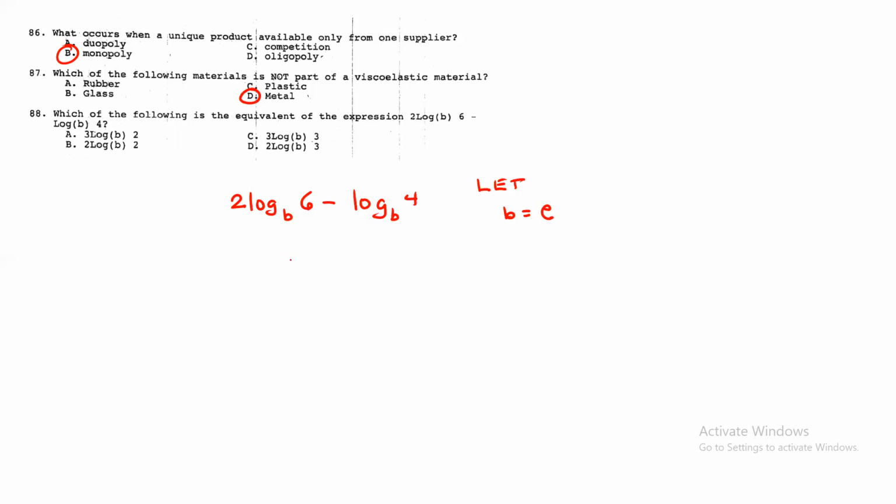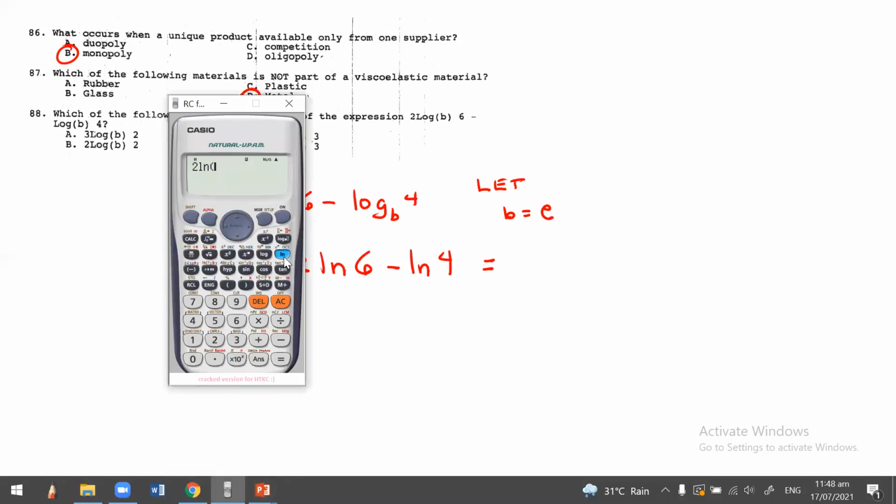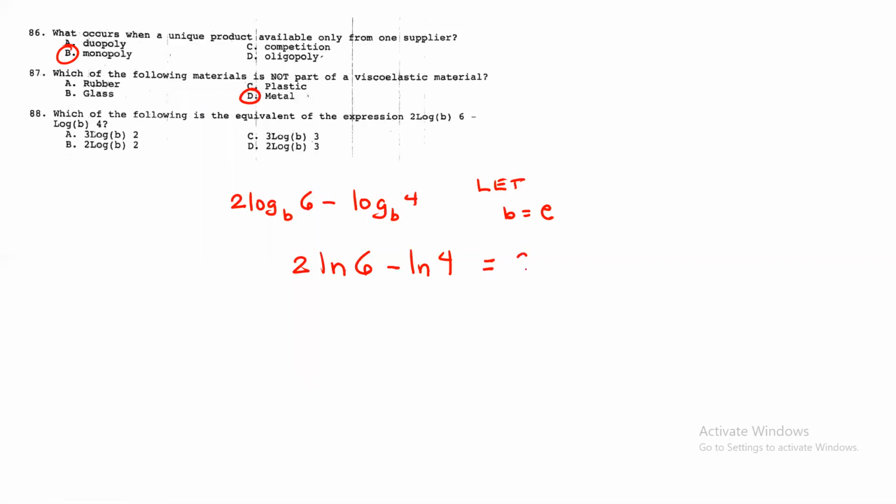So ang log ng e, log to the base e is ln na yan. So 2 ln ng 6 minus ln ng 4. So equal saan yan? So 2 ln ng 6 minus ln ng 4, so 2.197.